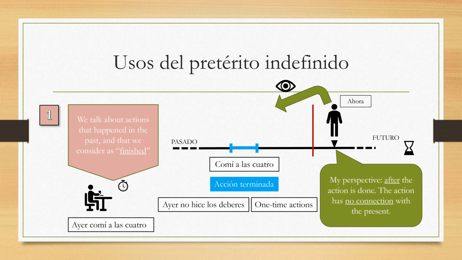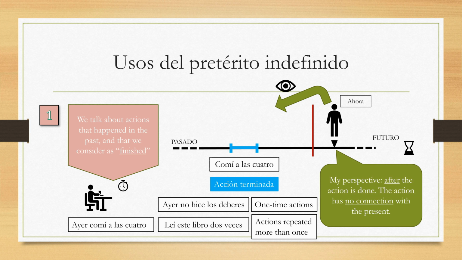But I can also say, leí este libro 2 veces, which is actions that are repeated more than once. I read this book twice. However, remember that when I use pretérito indefinido, I do not consider this action to be a habit. Shukan yanai. If I talk about habits, I will be using pretérito imperfecto.